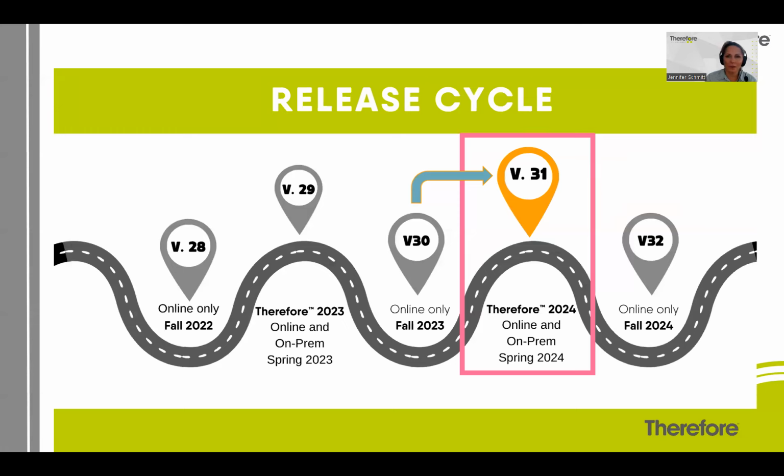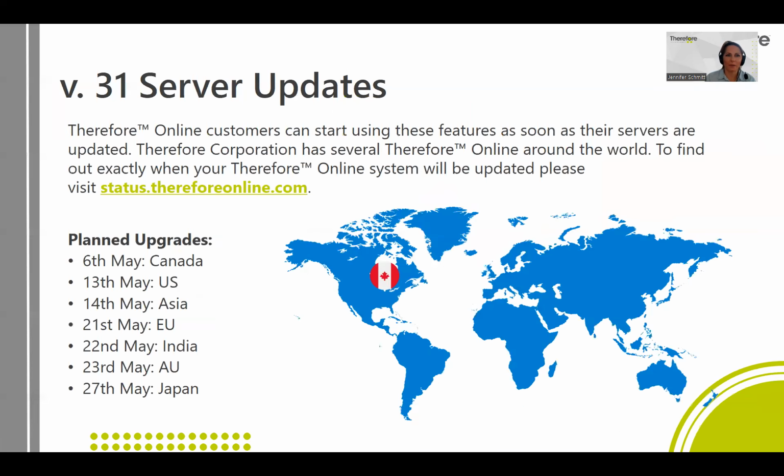Now let's move on to the version 31 server updates for Therefore Online. As you guys I'm sure already know, Therefore Online is hosted by Therefore Corporation on a Microsoft Azure platform. Therefore Corporation updates the servers so that you don't have anything to do. You can just sit back, relax, and the new features are going to be installed for you. We make sure that the updates occur outside of your usual working hours, so customers should not be disturbed by these updates. And the planned updates are as follows.